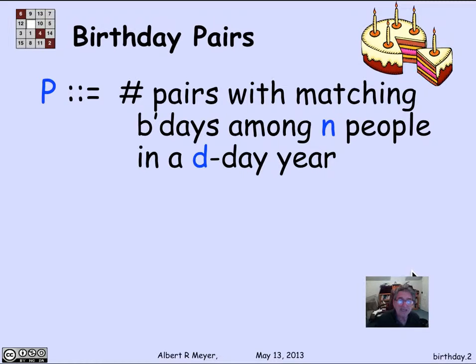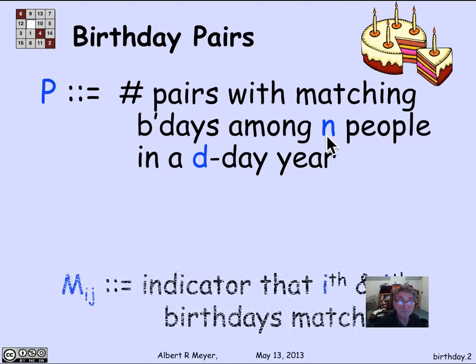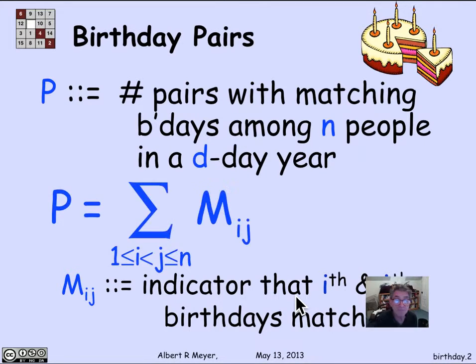Okay, P is the number of pairs of birthdays that match in this population of n people. Let's get a grip on P by thinking of it as a sum of indicator variables. So let's let Mij be the indicator variable that the ith and jth people among the n have a matching birthday. The number of matching birthdays is then simply the sum over all the possible pairs of people of whether or not they have a matching birthday. It's the sum of these indicator variables, Mij. And the number of these indicator variables is, of course, all the ways of choosing 2 out of n people.